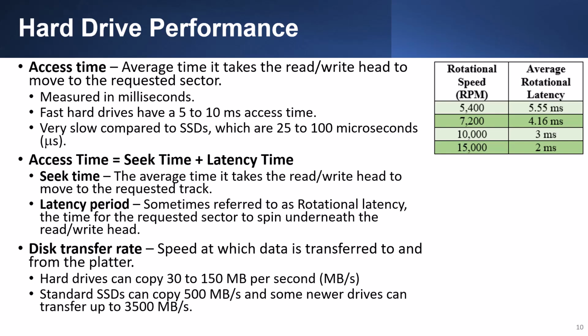Access time is the average time it takes the read-write head to move to the requested sector, which is measured in milliseconds. Fast hard drives have a 5 to 10 millisecond access time, which is very slow compared to SSDs, which are 25 to 100 microseconds. Access time equals seek time plus latency time.